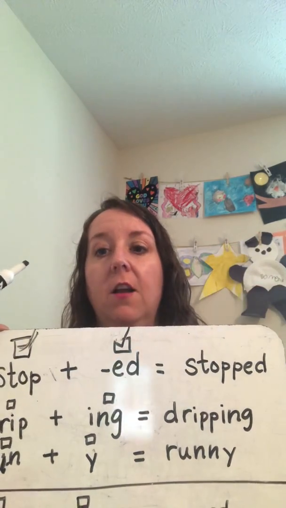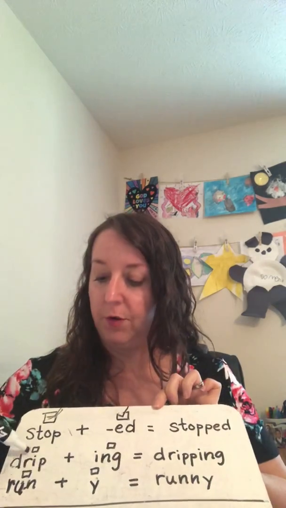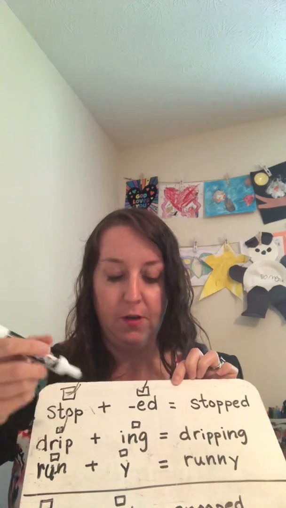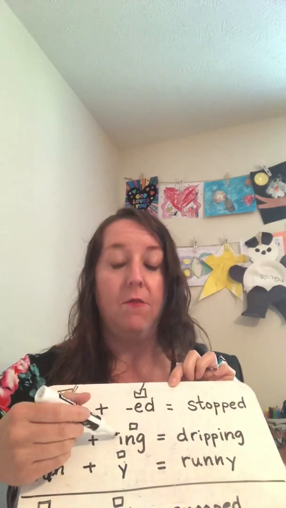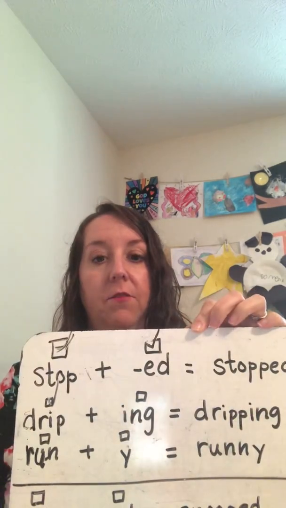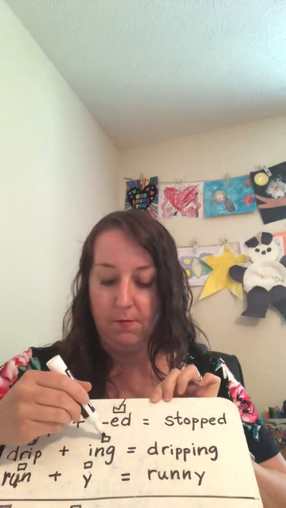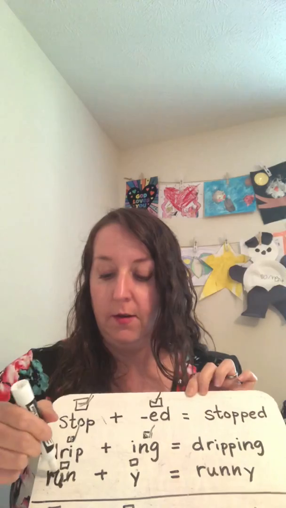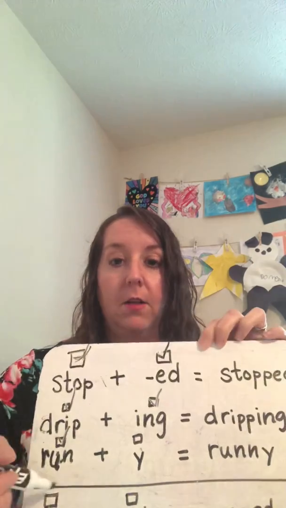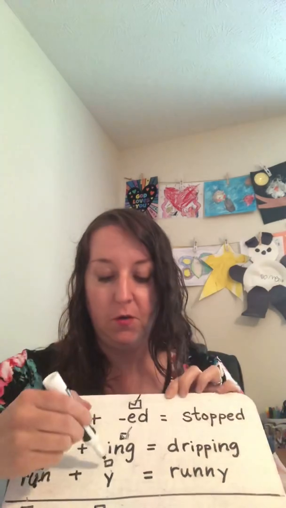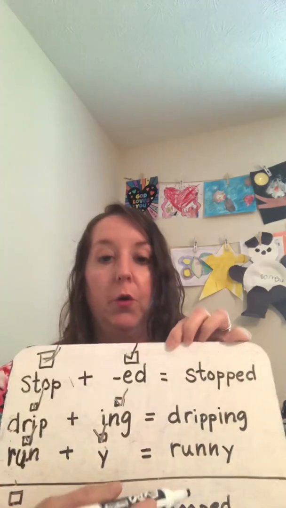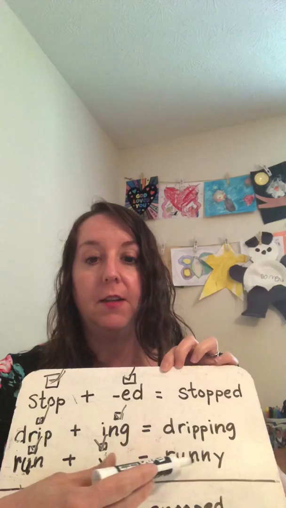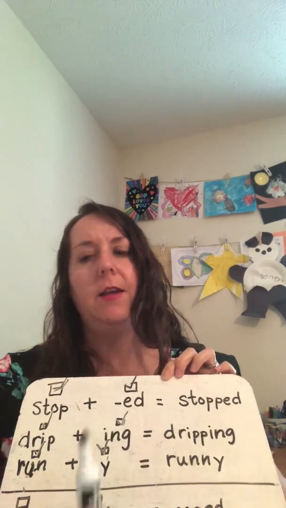All right, let's check our next word. Drip, vowel and a consonant. Yep, sure thing. And a vowel suffix. So I'm going to double up my consonant. And run, vowel, consonant. Y is being used as a vowel here to make it the word runny. So again, I have two check marks, so I've got to double up my consonants. Now let's look down here.